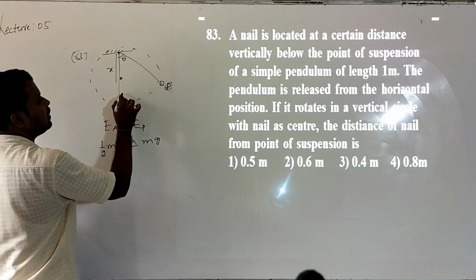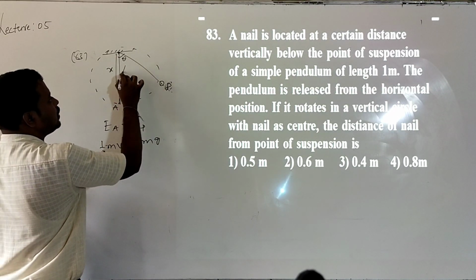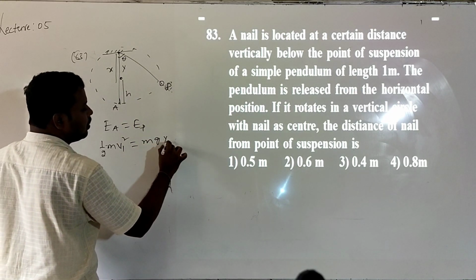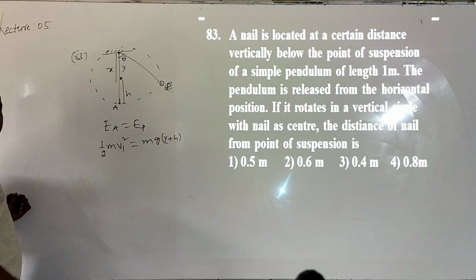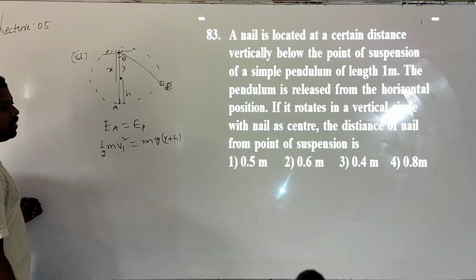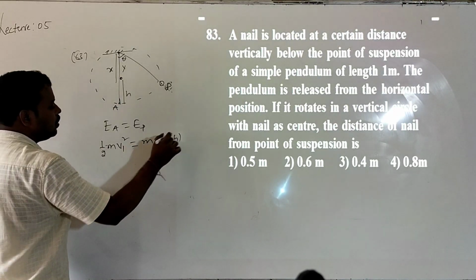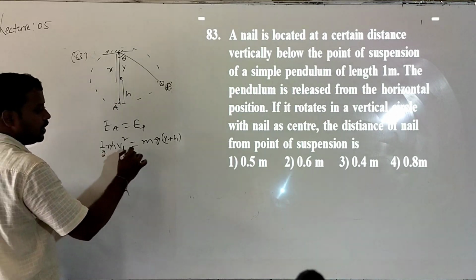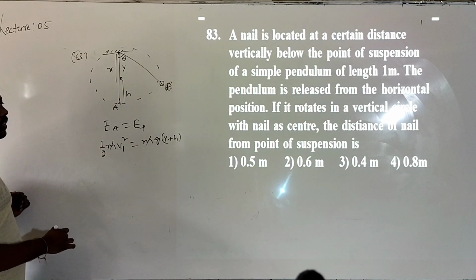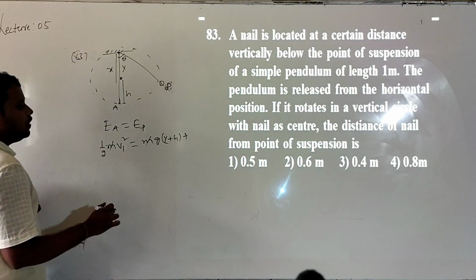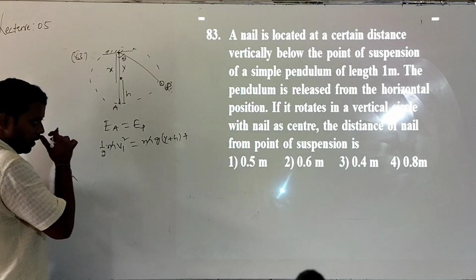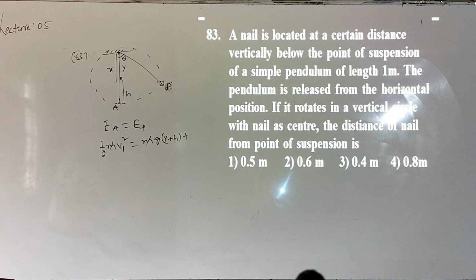If I call this value h and this value y, the total height will be y plus h, so m into g into (y plus h) is what we get. In order to calculate this, the m value cancels. If I want to write it in terms of y plus h, it is in terms of the v1 square value and the v2 square value. Once again.